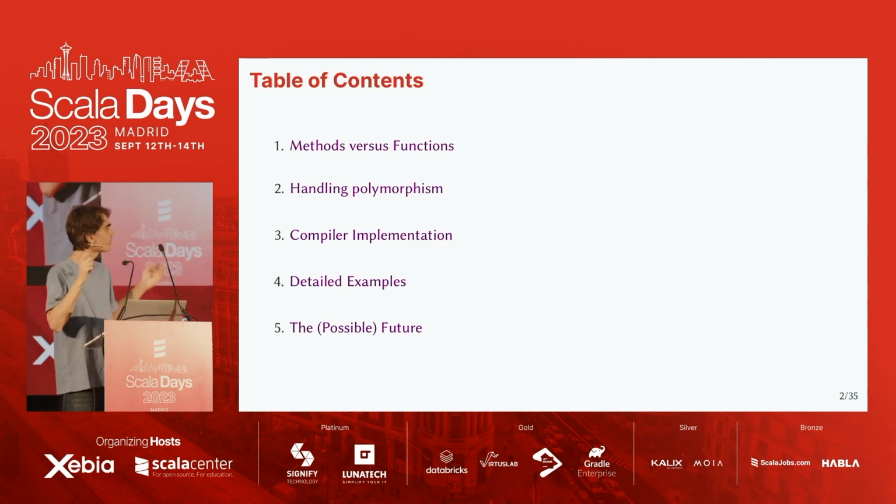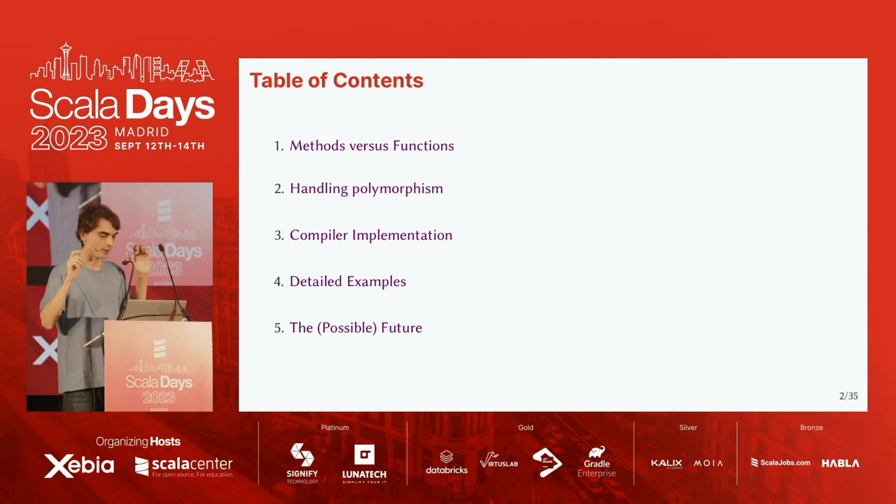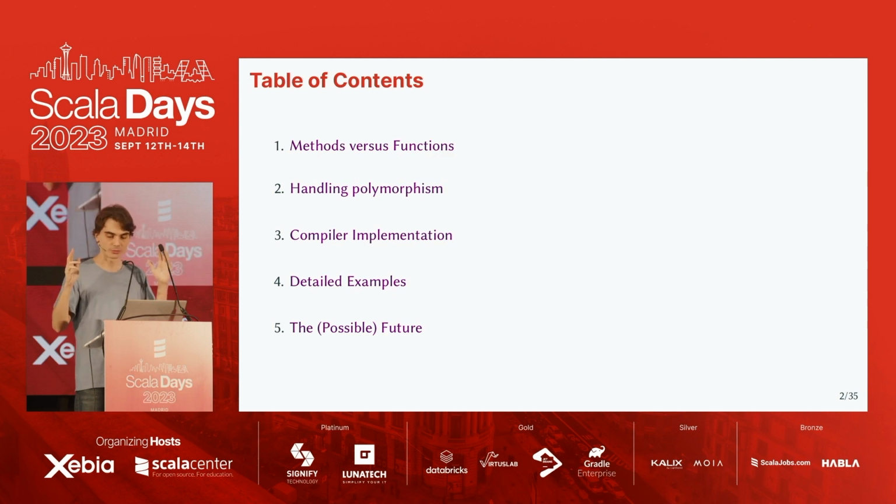Briefly, I will first tell you the difference between methods and functions, because it turns out that's going to be important to understand the point of this talk, and then show you how we actually handle polymorphism, and then talk about how this is implemented in the compiler, then give you some examples and show you how this will improve in the future.